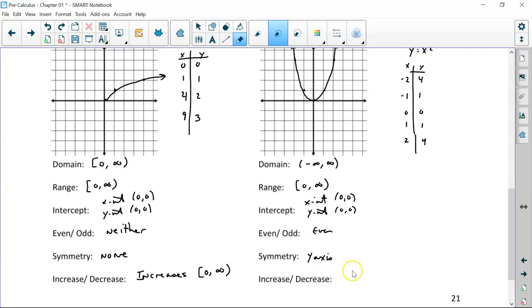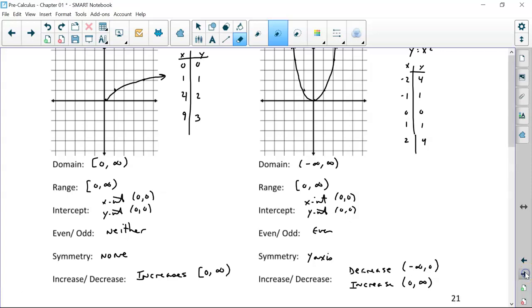And for increasing and decreasing, if we go from left to right, it's decreasing along that interval for x from negative infinity to 0. We're going to use a parentheses at 0 because at 0 it starts increasing as well. And it starts increasing from 0 all the way to the x value of positive infinity. Keep in mind that for the intervals of increase and decrease, we're looking at the x values, the x values where the graph goes up and the x values where the graph goes down.